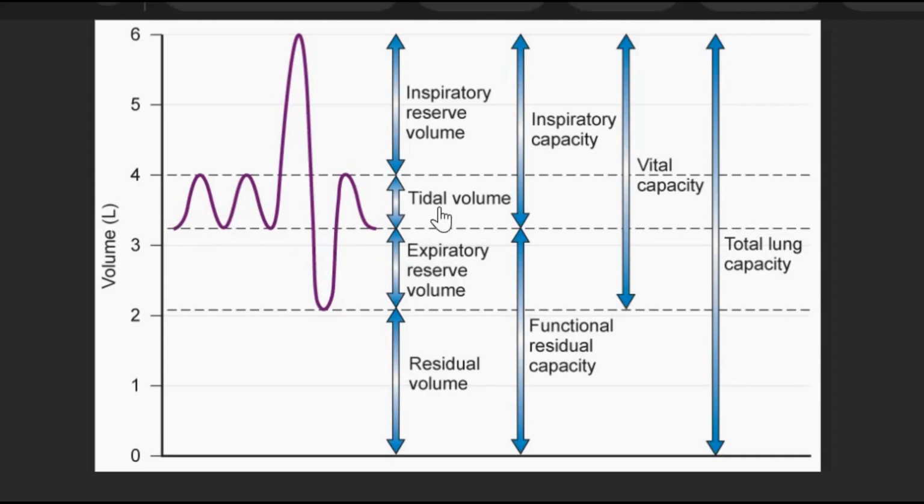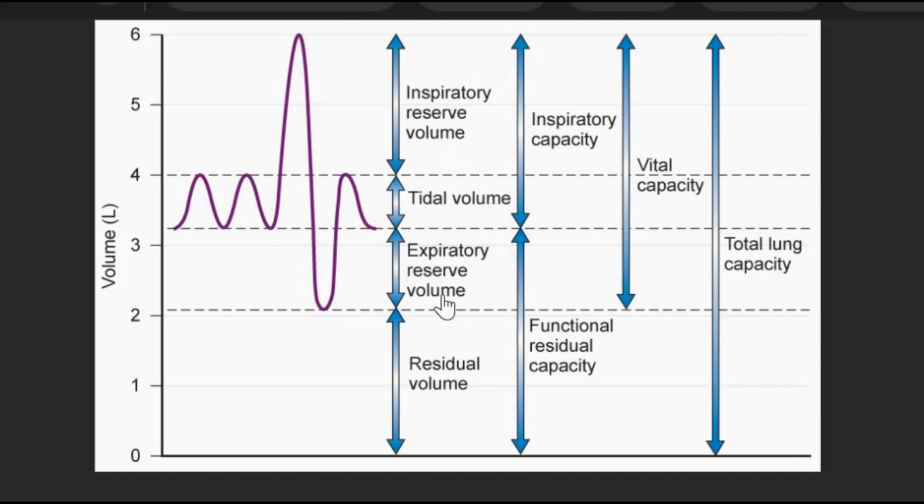500 milliliters. So you're taking a normal breath, and following a normal breath, you are forcefully inhaling, breathing in more air. That amount of air, or the amount of air that can be forcefully inhaled following a normal breathing process, is called inspiratory reserve volume, and it is approximately around 3 liters. Different books may give different values. This is just an approximate value.